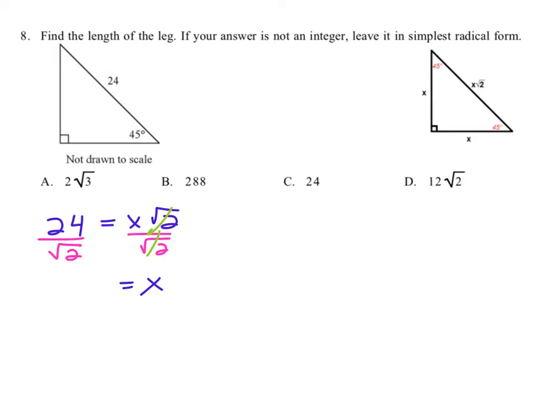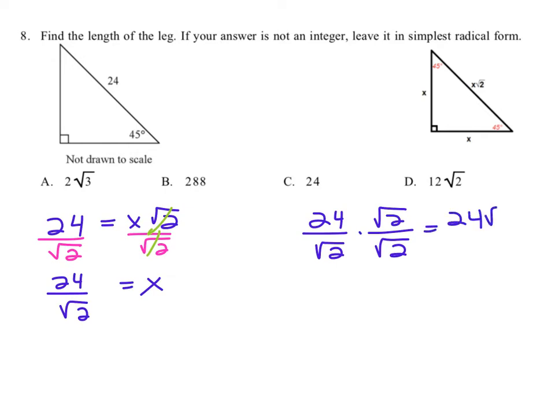And what you get is 24 over square root of 2. Now I'm going to do this over on the side. You need to rationalize the denominator. And how do you do that? You multiply by whatever radical is in the denominator. The radical in the denominator is root 2. So doing that, you get on top 24 root 2 over root 2 times root 2, which is 2.